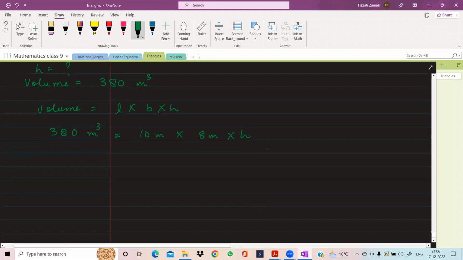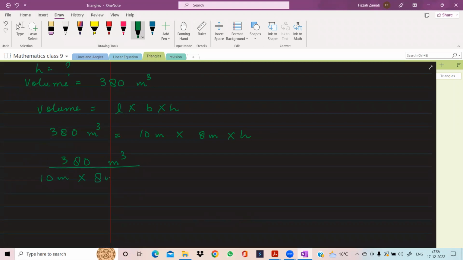So you can bring this in the denominator. So 380 meter cube divided by 10 meter into 8 meter is equal to h, right? So you can see 2 meter will cancel out, only 1 meter will remain here. That is why the answer will be in meter. Understand?